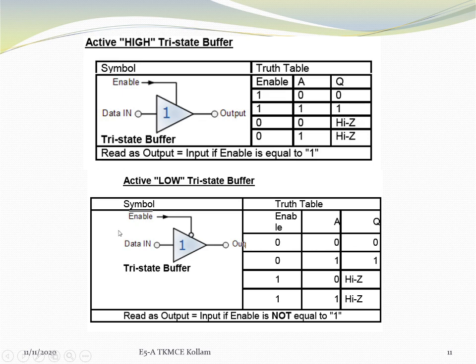This is the symbolic representation of active low tri-state buffer. As seen here, we can see a bubble that indicates active low. Whenever enable signal is active low, then only data transfer will take place. We can read this as output is equal to input if enable is not equal to 1. That is, if enable is 0, A gives Q. If enable is high, that is 1, the state goes to high impedance state.